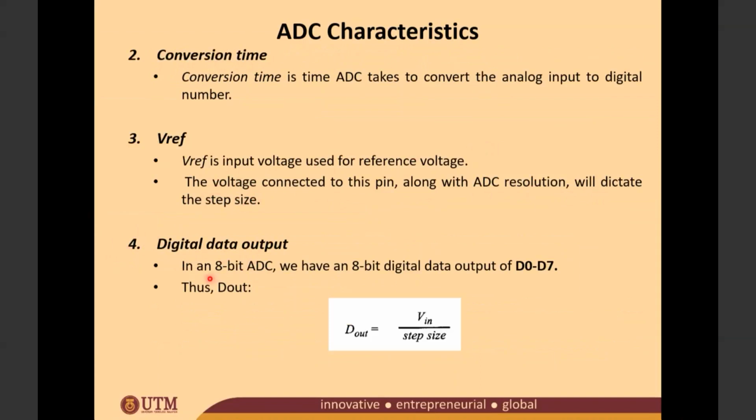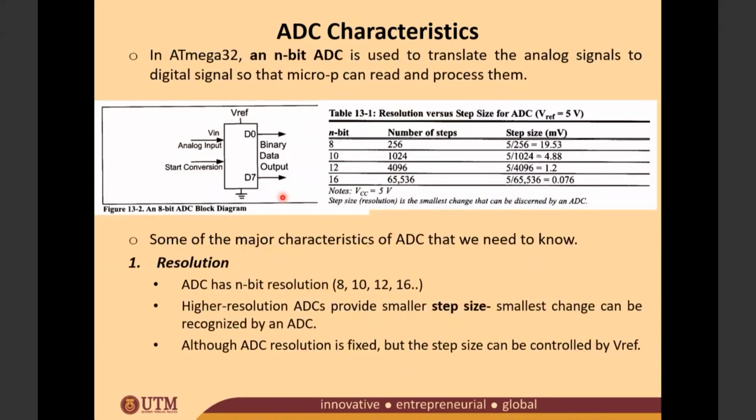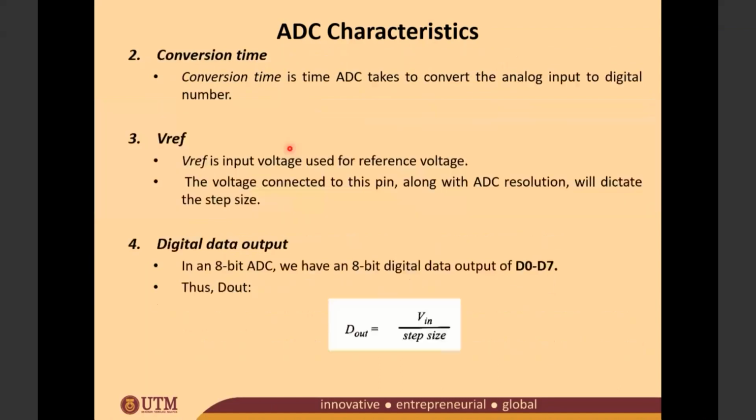In an 8-bit ADC, we have an 8-bit digital data output from D0 to D7. So this is the output that will be produced here, depending on the ADC itself. Sometimes we have 8-bit ADCs which produce an 8-bit digital data output, and sometimes we have a 10-bit ADC which produces a 10-bit binary data output.